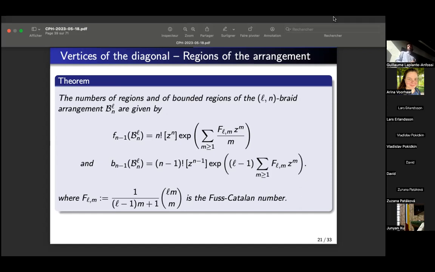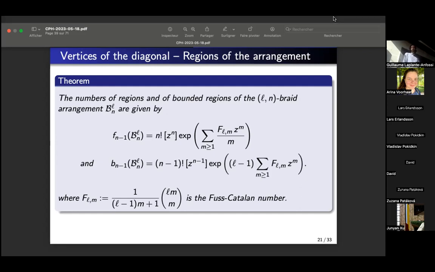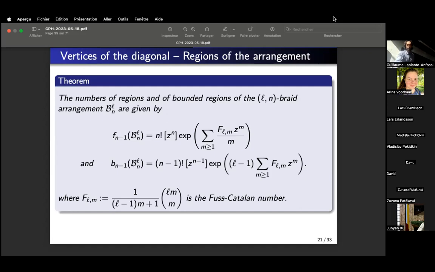So this was quite surprising, that such a closed formula could be obtained. Yeah. What does this formula mean? What's Z? Yeah. So Z^n in brackets means the Z^n coefficient in the series. Okay. So you take the exponential of that, and then you take the coefficient of Z to the n, and then you get the number that you want. Yeah, so it's quite surprising that Fuss-Catalan shows up here. I don't really have an explanation.